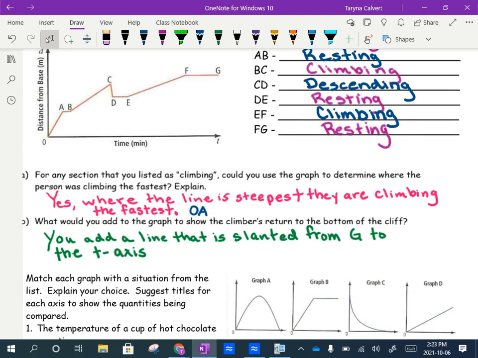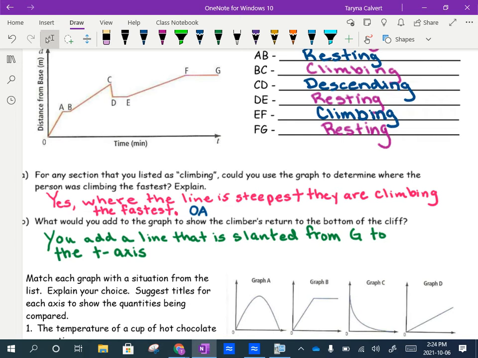So here, did you guys write something? Can you guys tell where they're climbing? So any section that you list as climbing, could you use the graph to determine where the person was climbing the fastest? So hopefully, do you guys agree? Steeper the line, the faster they're climbing. Do you know why? Perfect. It's less time, right? If there's a steeper line, that means they're covering more ground in less time. So that's probably why they're going faster, right? So that's perfect. You're looking at the time, right?